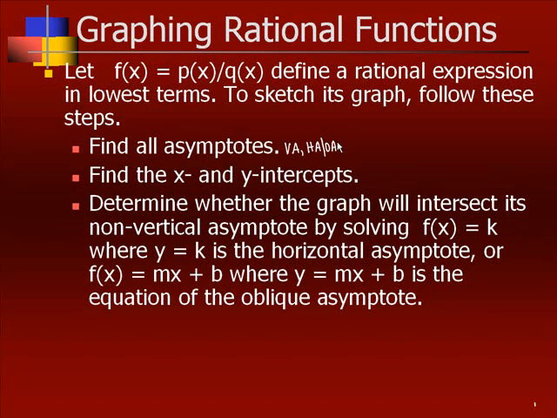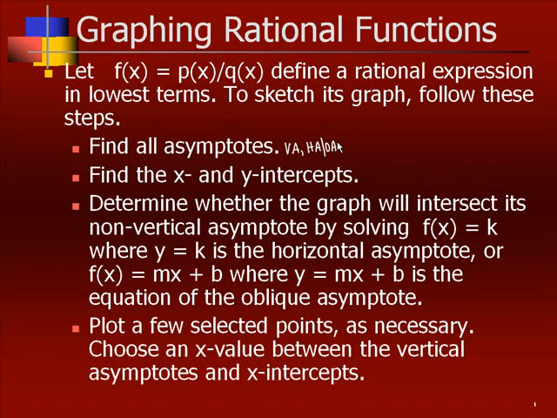Then you determine whether the graph will intersect the non-vertical asymptote by solving f of x equals k, where y equals k is the horizontal asymptote, or y equals mx plus b is the equation of the oblique asymptote. Then we're just going to plot a few selected points as necessary. Choose a couple in each interval. Choose an x value between the vertical asymptotes and the x-intercepts. And then complete the sketch, which we can do a lot of these on our calculator to make sure that we're doing everything okay.